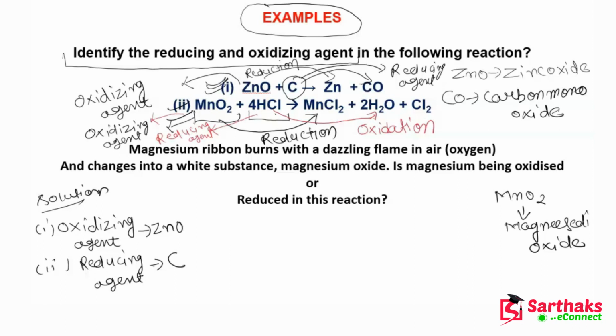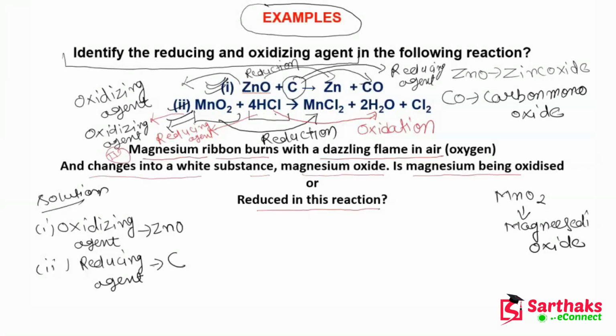Now guys, let's talk about the second question: when magnesium ribbon burns with a dazzling flame in air and changes into a white substance, magnesium oxide, is magnesium being oxidized or reduced in this reaction? So basically in this question, we have been given a reaction and we have to find out whether magnesium is being oxidized or reduced.